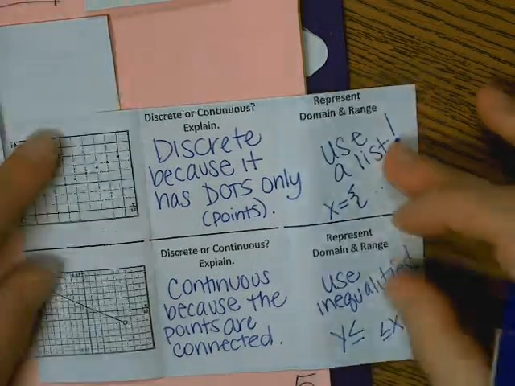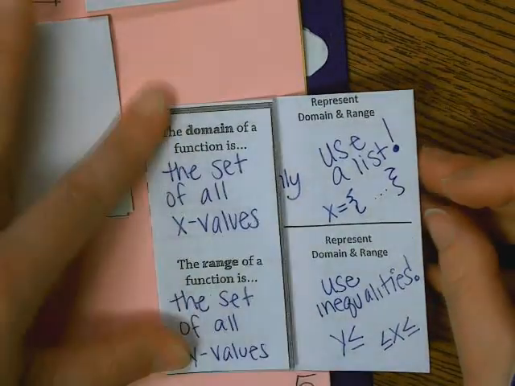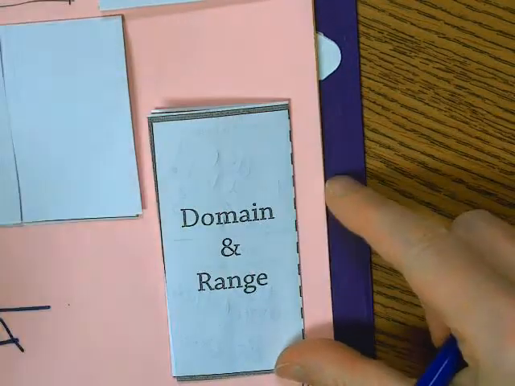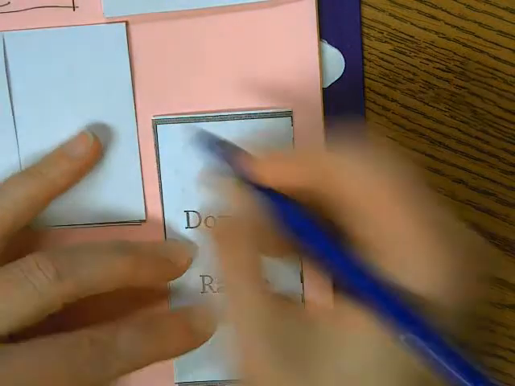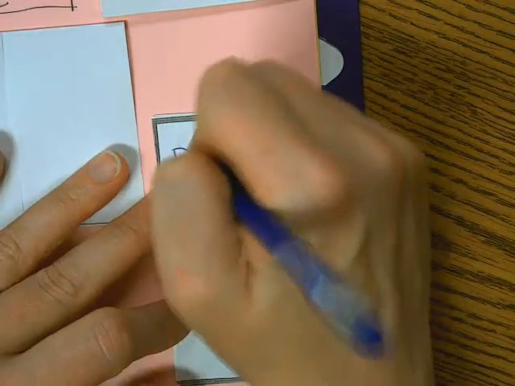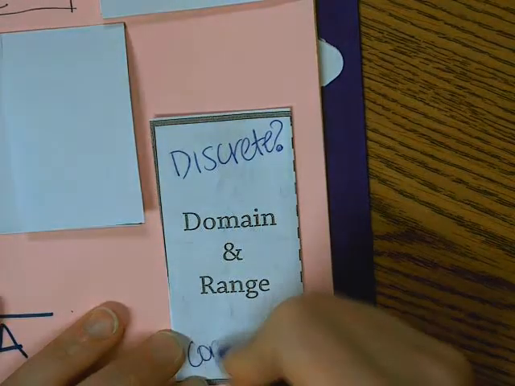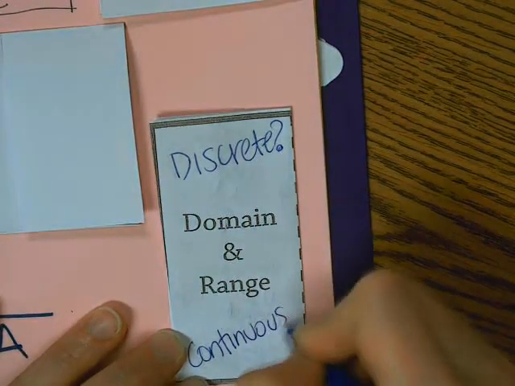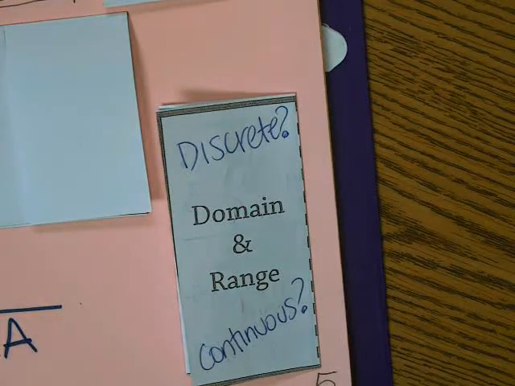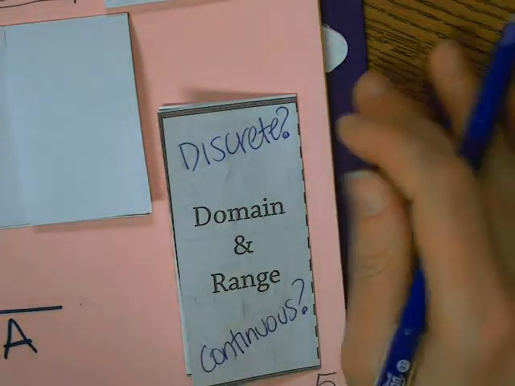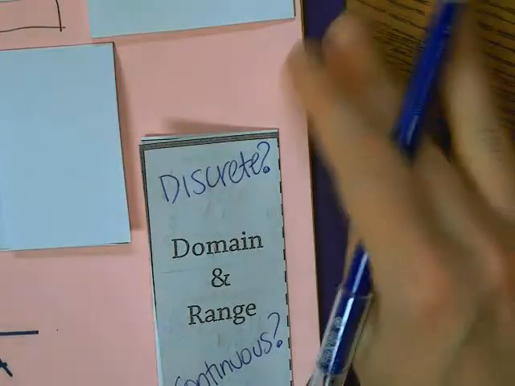I didn't want to do these because we're going to do them up in this other foldable. I just wanted to make sure you had this vocabulary list right here. What is domain and range, and what is discrete and continuous? So that's what this is all about. How do we do it if it's discrete, and how do we do it if it's continuous? Let's move up to this foldable up here at the top.